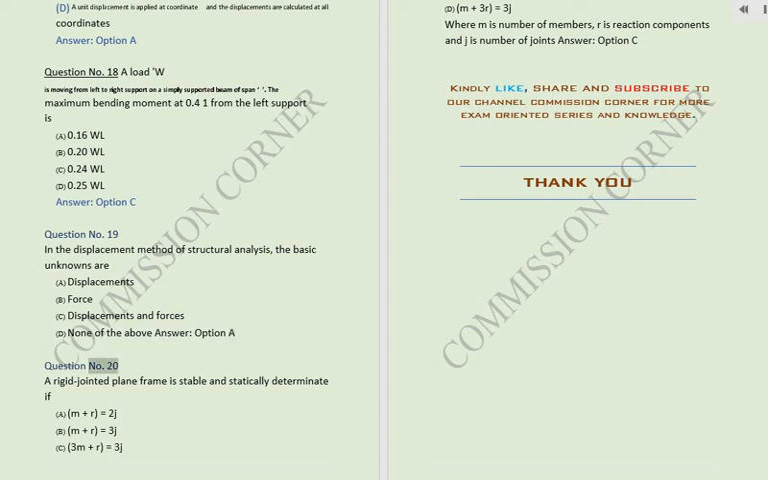Question number 20. A rigid jointed plane frame is stable and statically determinate if: A, M plus R equals 2J; B, M plus R equals 3J; C, 3M plus R equals 3J; D, M plus 3R equals 3J, where M is the number of members, R is the reaction components and J is the number of joints.